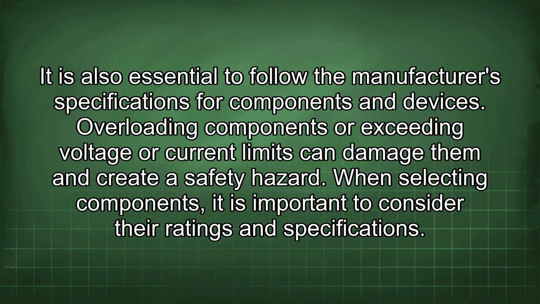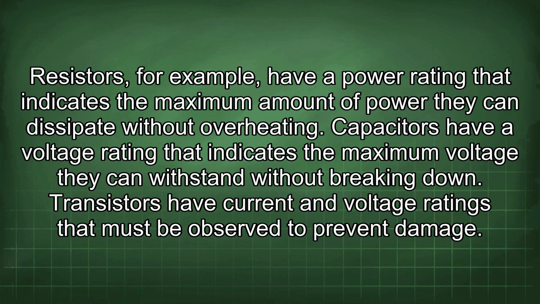When selecting components, it is important to consider their ratings and specifications. Resistors, for example, have a power rating that indicates the maximum amount of power they can dissipate without overheating. Capacitors have a voltage rating that indicates the maximum voltage they can withstand without breaking down. Transistors have current and voltage ratings that must be observed to prevent damage.